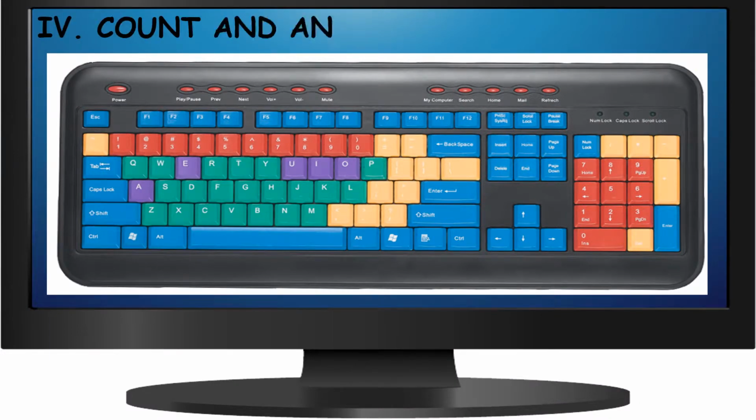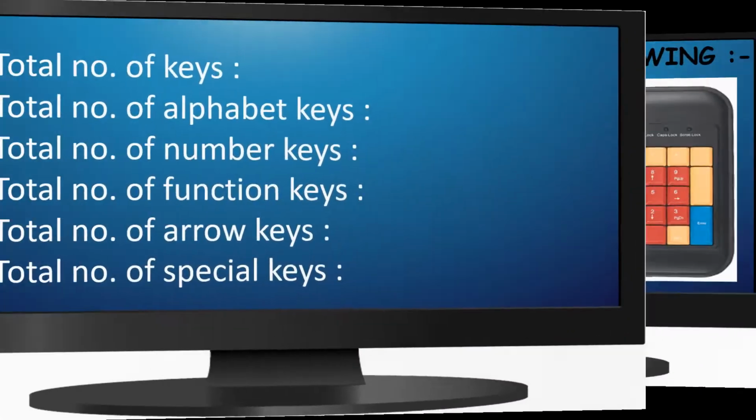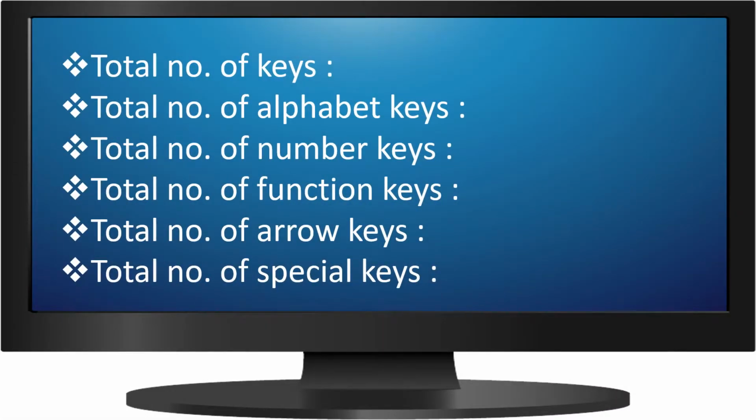Number 4 is count and answer the following. A keyboard picture is given. You have to count the keys and answer the following questions. Total number of keys. Total number of keys on a keyboard are 105. Total number of alphabet keys are 26.